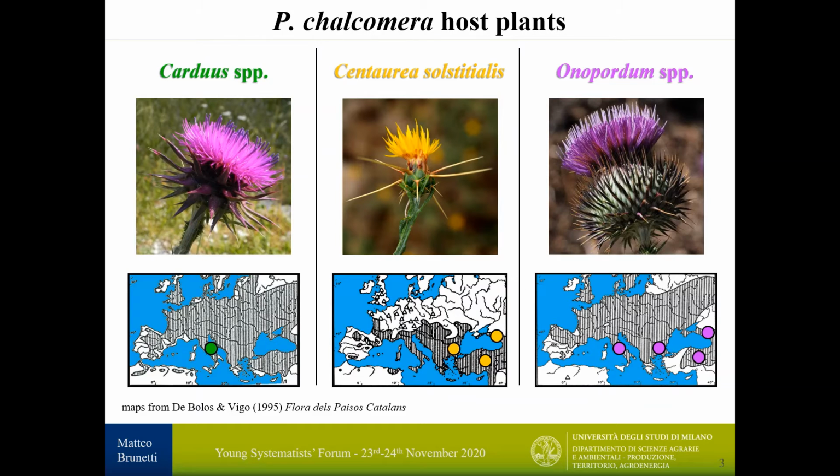As I said, Psylliodes chalcomera individuals feed on different plant species belonging to Asteraceae, but the main host plants are those three reported here: species belonging to the genus Carduus, mainly Carduus nutans, Centaurea solstitialis, and species belonging to the genus Onopordum, almost exclusively Onopordum acanthium.